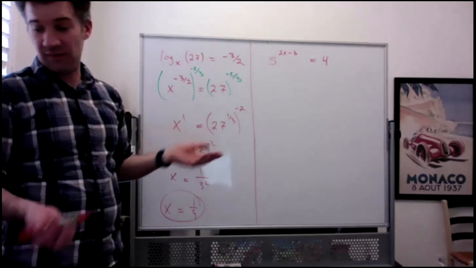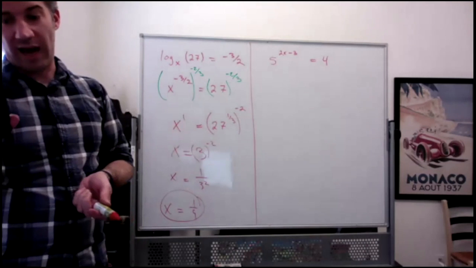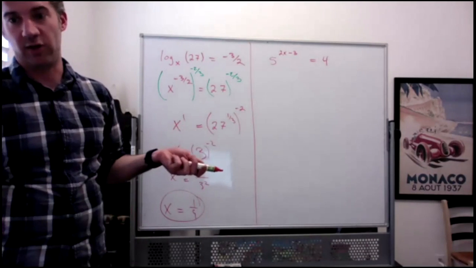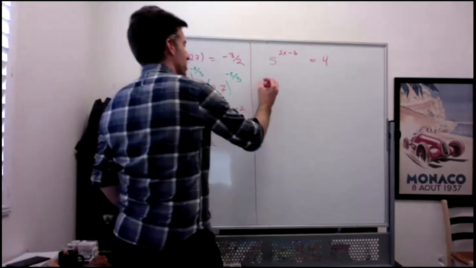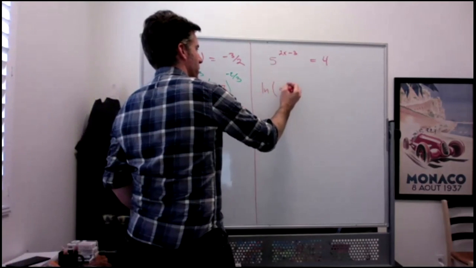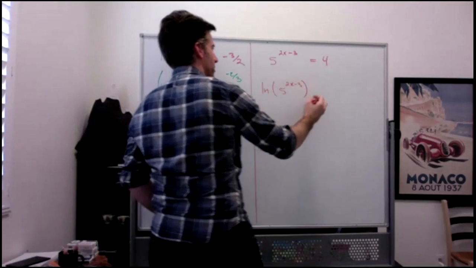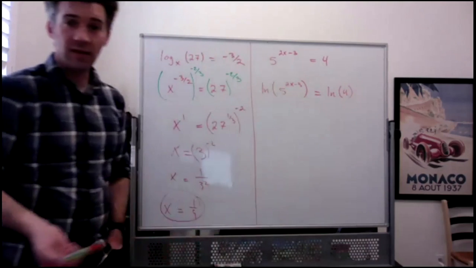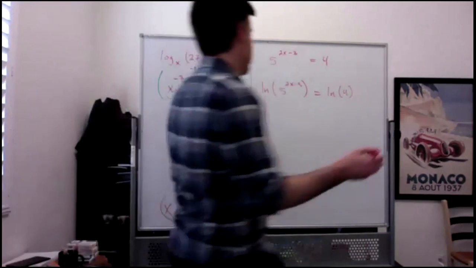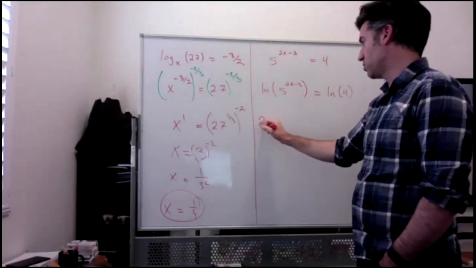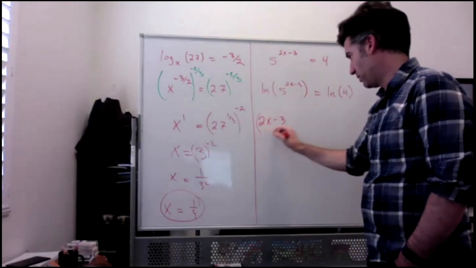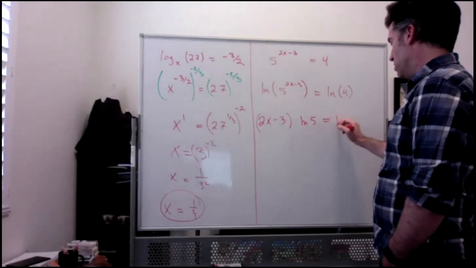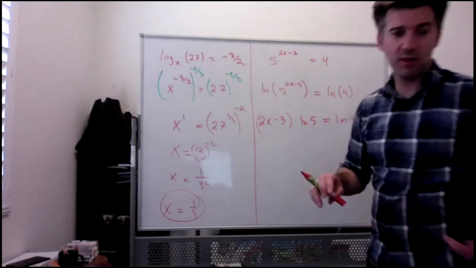Whereas log base 5, at least on my calculator, nope, I don't have a log base 5 button. Or even a log base, whatever, pick your base. So we're going to do the natural log of 5 to the 2x minus 3 equal to the natural log of 4. And then we're going to bring down the power. So this 2x minus 3, I'm going to write as (2x minus 3) times natural log of 5 equals natural log of 4. And then we're going to solve for x.